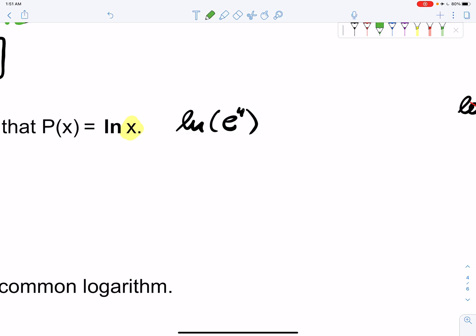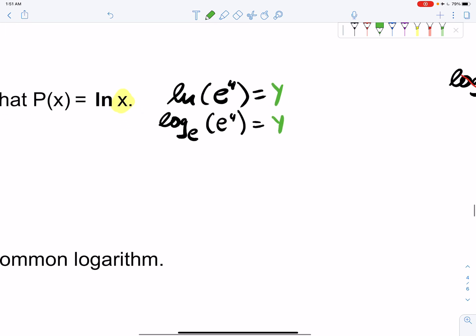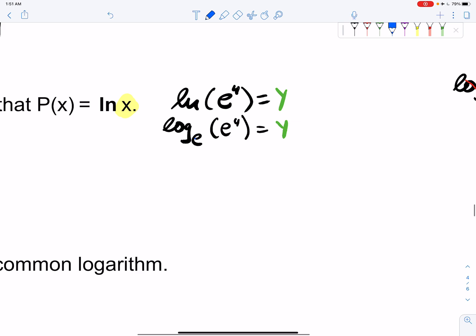So if I don't know what it is, I'm just going to set it equal to a variable and try to figure out what y is. And that'll tell me what that stuff on the left is. Well, since I'm not very good at this, I'm going to go ahead and say, okay, log base e of e to the 4th equals y. So now I want to convert this to exponential. Okay, what's the base? The base is e raised to what? Raised to the y equals what? Equals this argument e to the 4th.